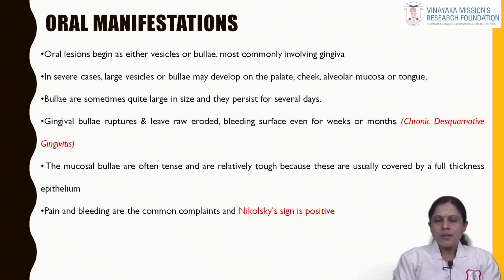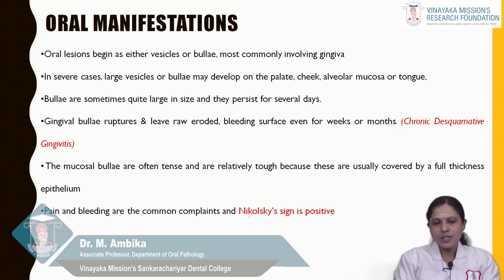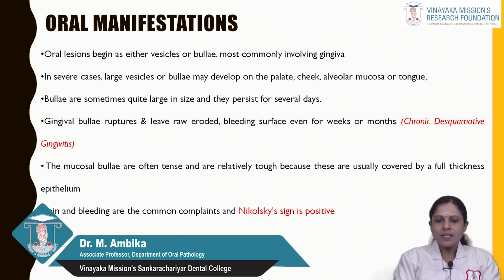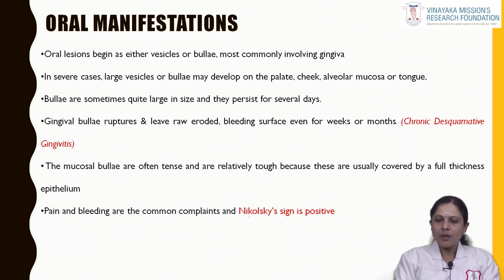Oral manifestation usually presents with vesicles and bulla, commonly involving gingiva, where the gingiva exhibits raw eroded areas and usually bleeds for weeks or months. This is known as chronic desquamative gingivitis, a common clinical presentation of cicatricial pemphigoid. In severe cases, large vesicle or bulla may develop on palate, buccal mucosa, alveolar mucosa, and the tongue also may be involved.